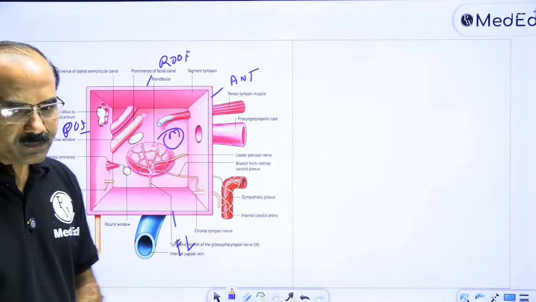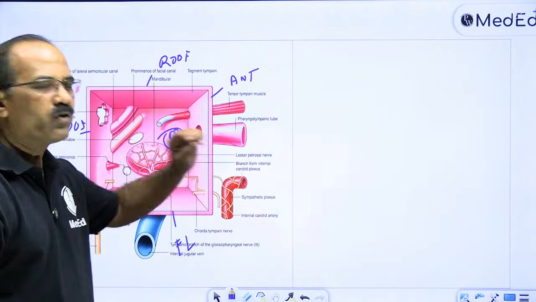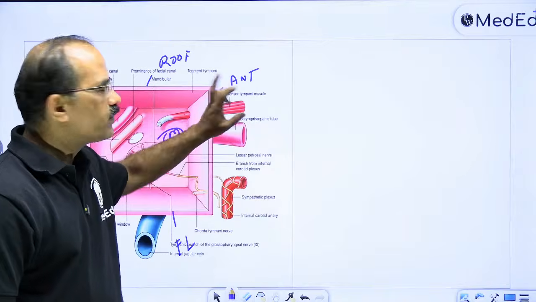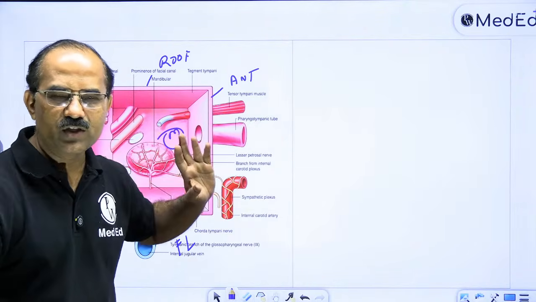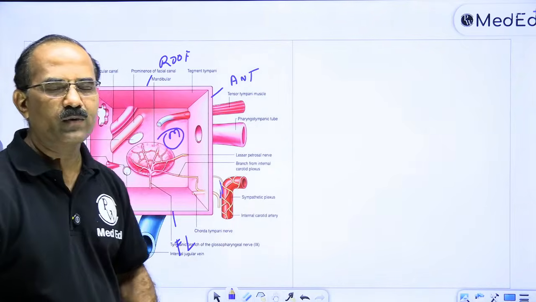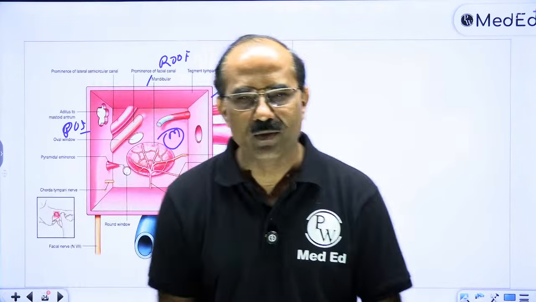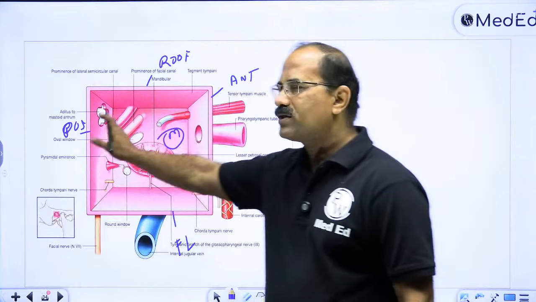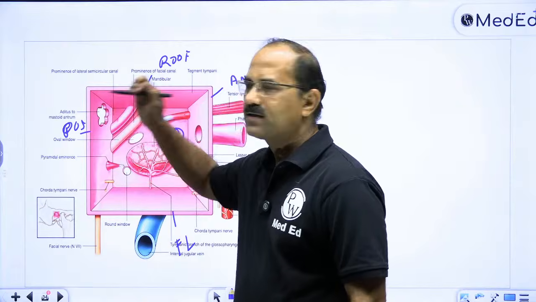Okay, so coming to the anterior wall of the middle ear, there are two openings: one for the tensor tympani, the other for the eustachian tube, and below is the internal carotid artery. The posterior wall shows an opening to the aditus, to the mastoid.